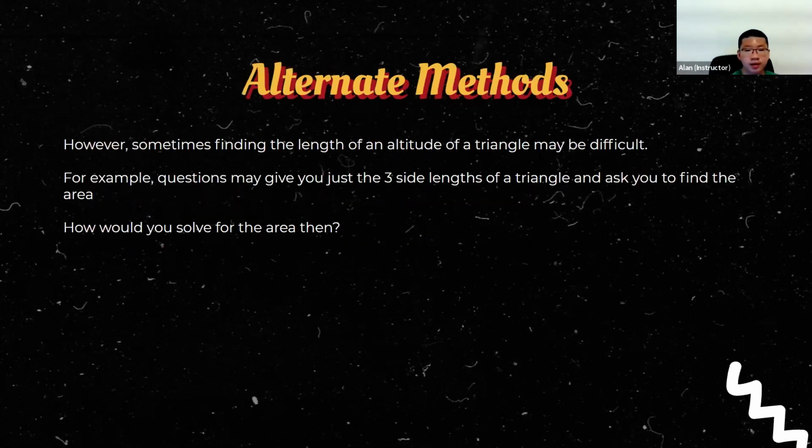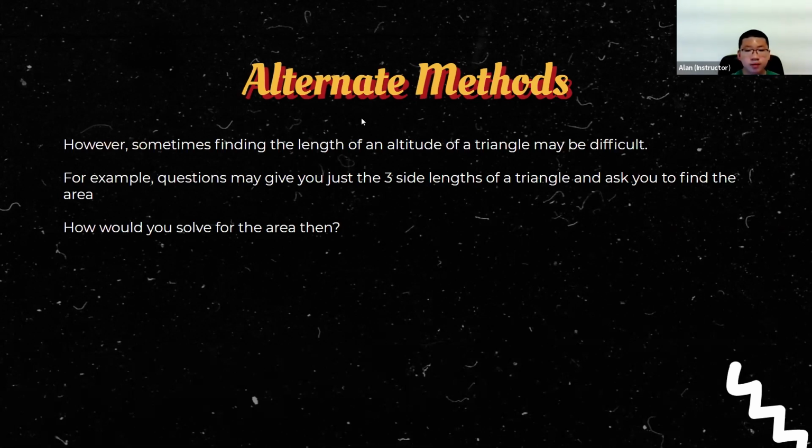And so, alright, now we're going to move on to some alternate methods to find the area of a triangle. Sometimes trying to find the length of an altitude may be difficult because some questions may in fact just give you the 3 side lengths and ask you to find the area. So how would you solve for the area then? Well, of course, you could try finding the actual altitude, but it may be cumbersome.